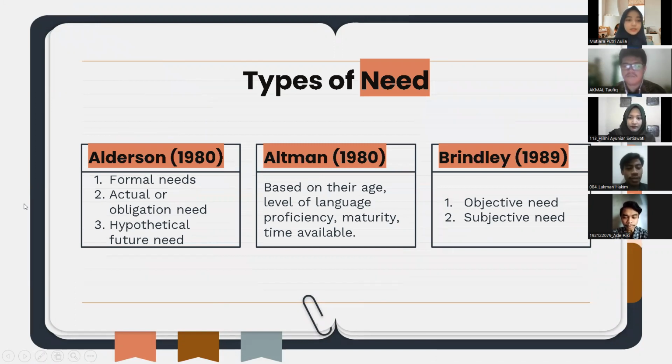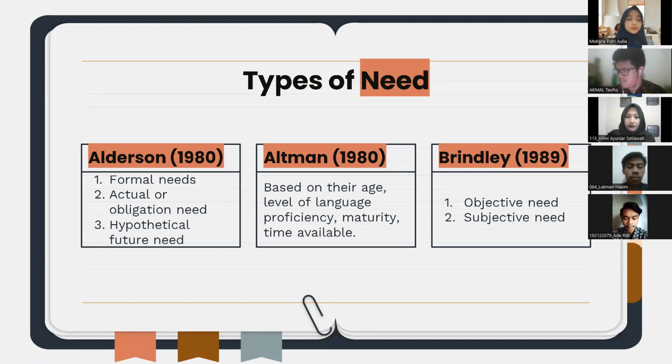All right. Types of needs are differentiated by reference to the purpose of learning the language, individual differences, or the social roles of language in a wider context. The first is Alderson in 1980, who differentiates three types of needs.